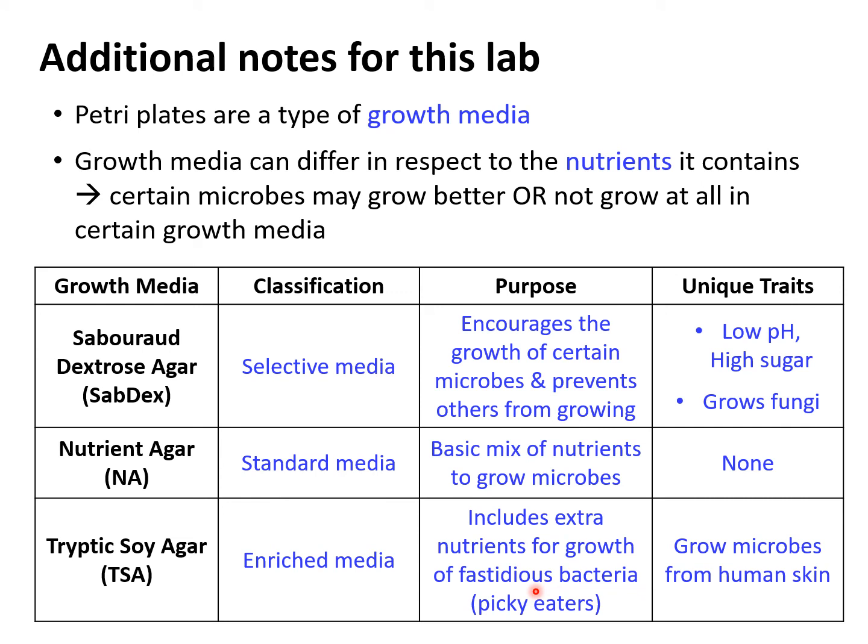Tryptic soy agar is usually used to grow microbes from human skin. But that doesn't mean, by the way, that you can't grow microbes from your skin on a nutrient agar plate. You can, since nutrient agar allows a bunch of different microbes to grow on it. But tryptic soy agar, especially for those fastidious bacteria, those picky eaters, is going to be a pretty good medium to use.